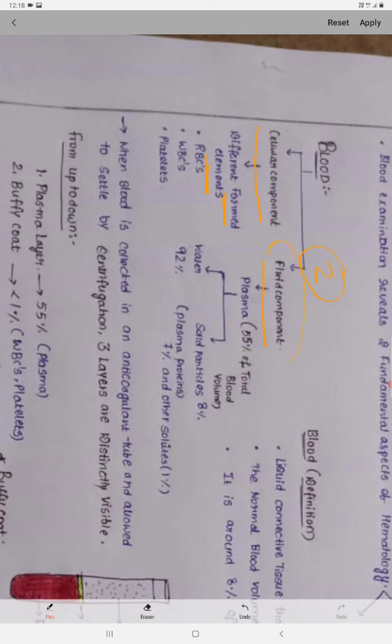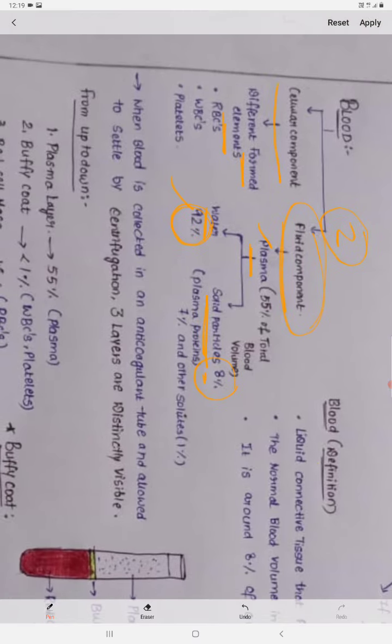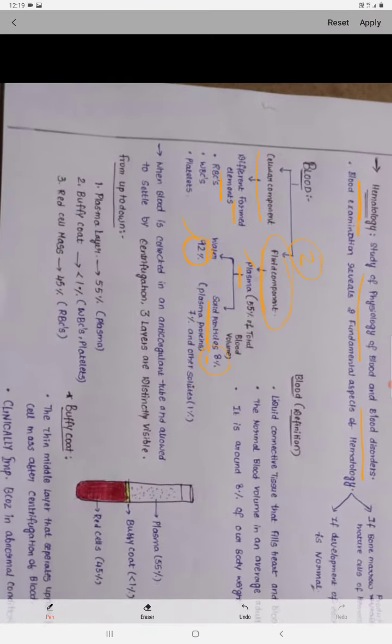And coming to the fluid component, it is the plasma. The plasma again consists of water and solid particles. 8% solid particles will be present and 92% water out of the 100% of the plasma, and the plasma itself contributes about 55% of the total blood volume, and the remaining 45% is constituted by the cellular components, nothing but the RBCs, WBCs and platelets. So the plasma proteins make up the major part of the solid particles in the plasma.